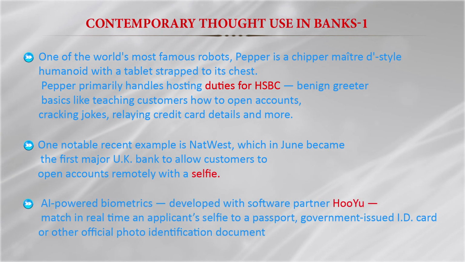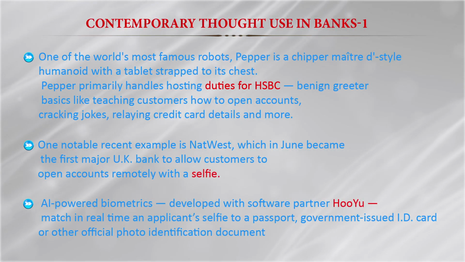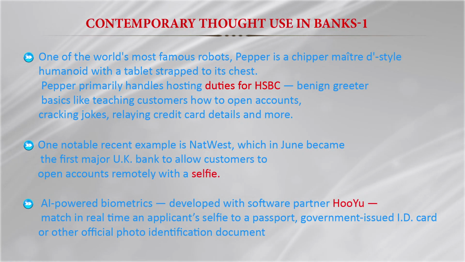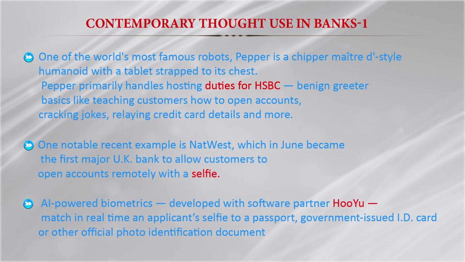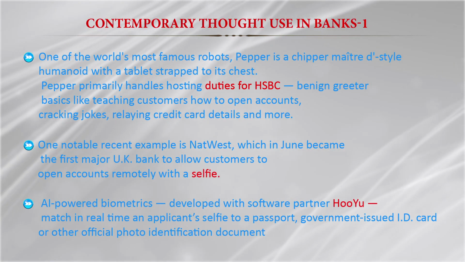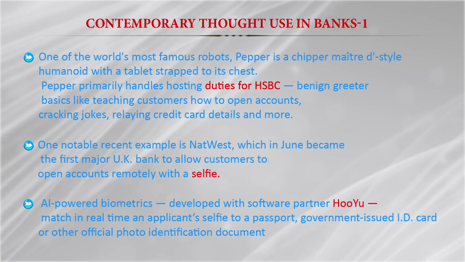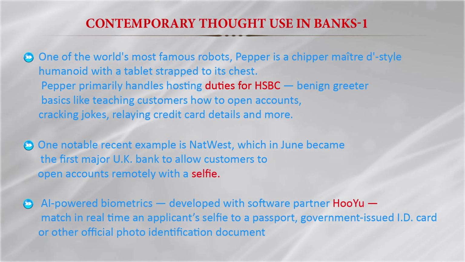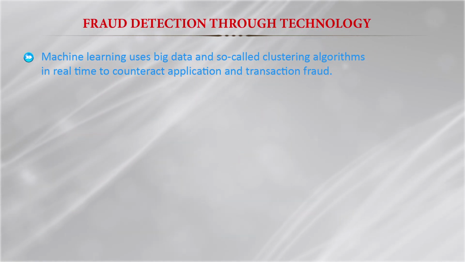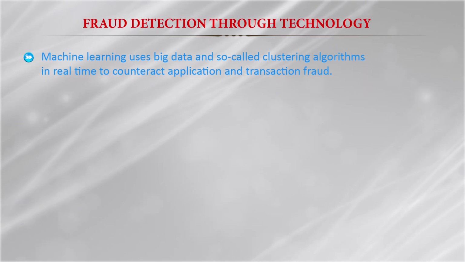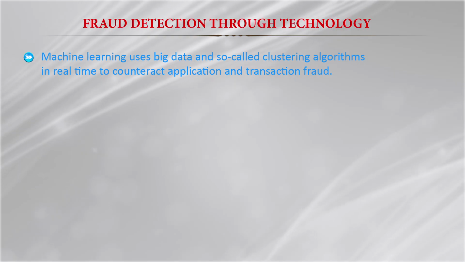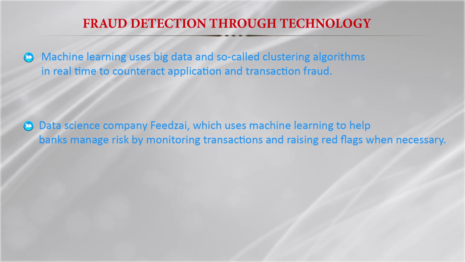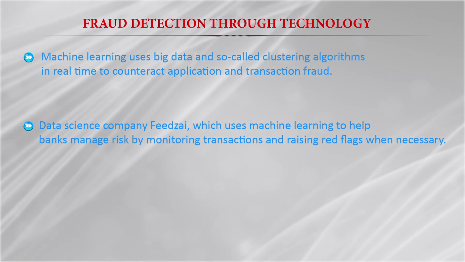So AI powered biometrics with software patterns are there, in a real time application manner. There are certain sources, and the system runs predictive data science, information, and fraud detection through technology. Now the biggest challenge we observe is how to control fraud, because transactions are going on massively, and how do you determine whether a transaction was genuine or not. How to find out whether the beneficiary was genuine, and how to control this, is where cyber security is going to play a very vital role. Machine learning uses big data and so-called clustering algorithms in real time to counteract application and transaction fraud. And on the other hand, a data science company like FICO uses machine learning to help the bank manage risk by monitoring transactions and raising red flags when necessary.